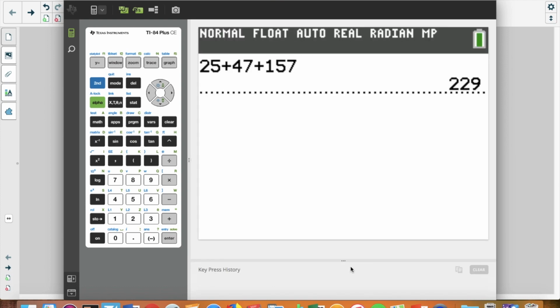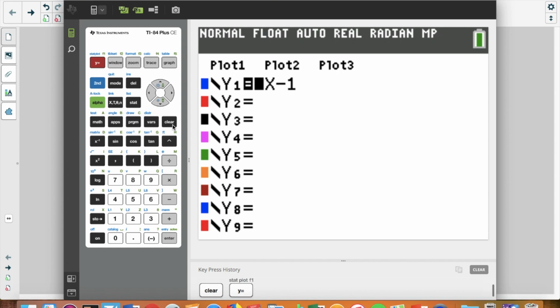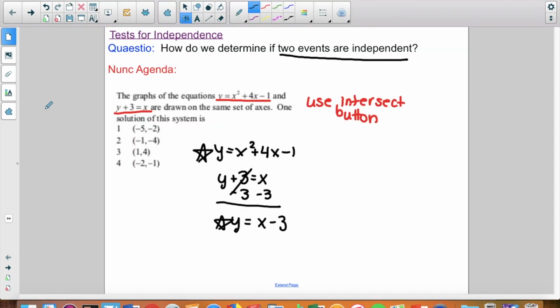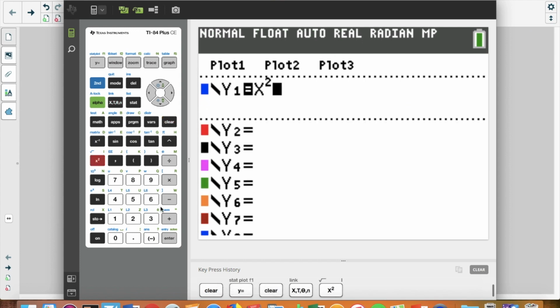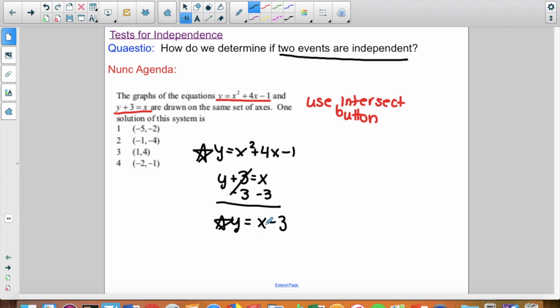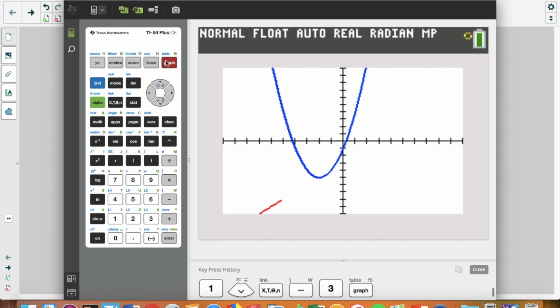So this we type into our calculator and this we type into our calculator. So we go to y equals, clear anything out that's there. Our first one was x squared plus 4x minus 1. And the second one was x minus 3. So we type that in, x minus 3. And then we go to graph.